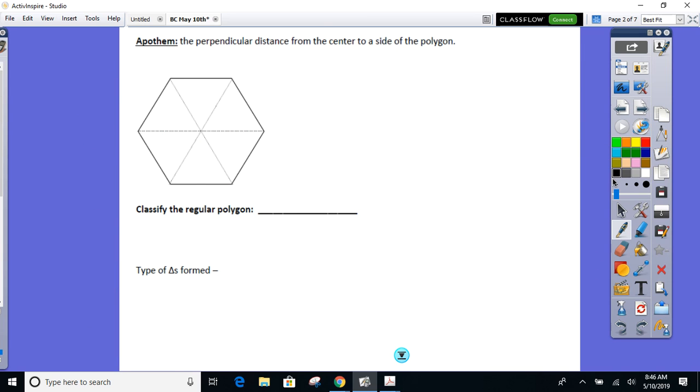All right, we got a new vocab word, ladies and gentlemen. Before I get to that vocab word, can anybody tell me what type of regular polygon this is? It is a hexagon, yes. And from the center, I've drawn in all 6 radii to each vertex. What do you know about all those radii? I know they're not in a circle, but now they're in a hexagon. What do you know about all those radii? They're all congruent, yes.